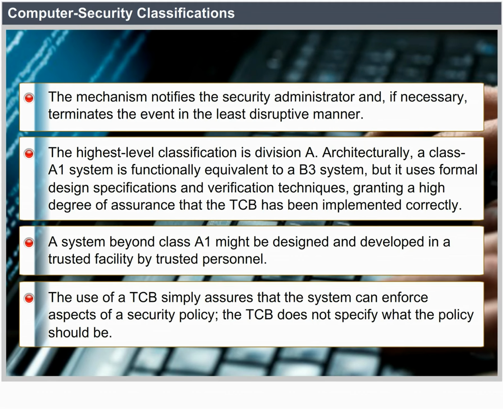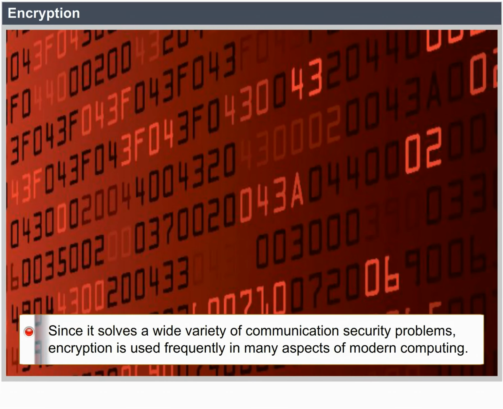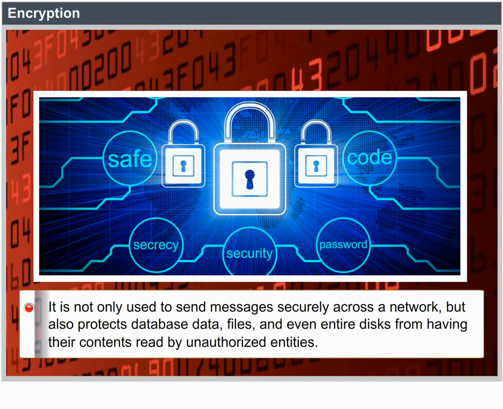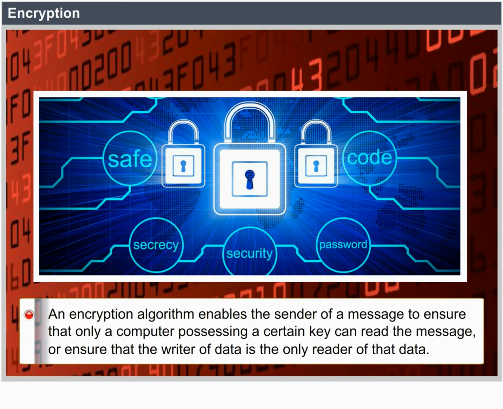Encryption. As it solves a wide variety of communication security problems, encryption is used frequently in many aspects of modern computing. It is used to send messages securely across a network as well as to protect database data, files, and even entire disks from having their contents read by unauthorized entities. An encryption algorithm enables the sender of a message to ensure that only a computer possessing a certain key can read the message, or ensure that the writer of data is the only reader of that data.